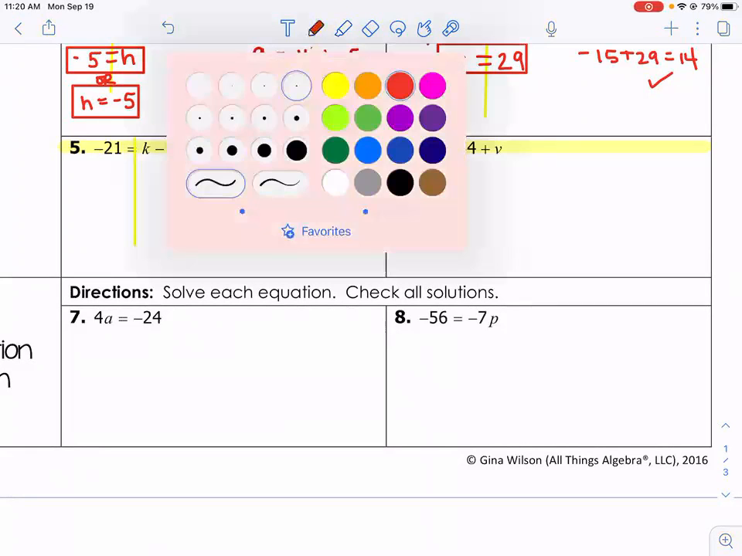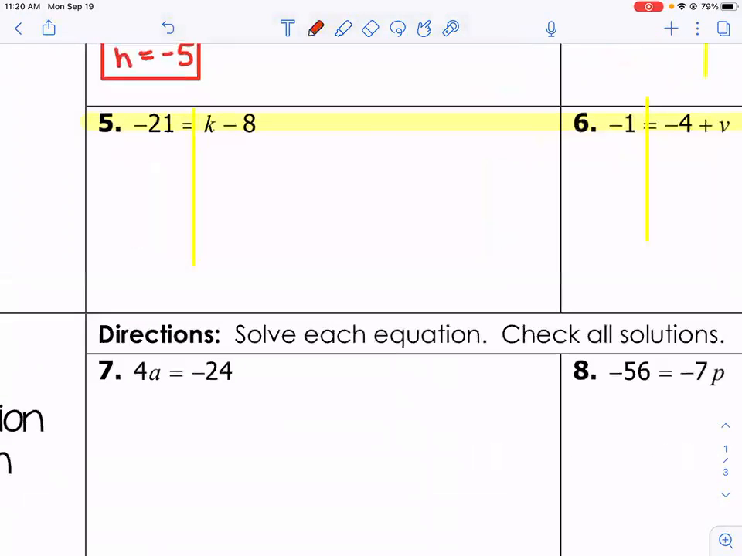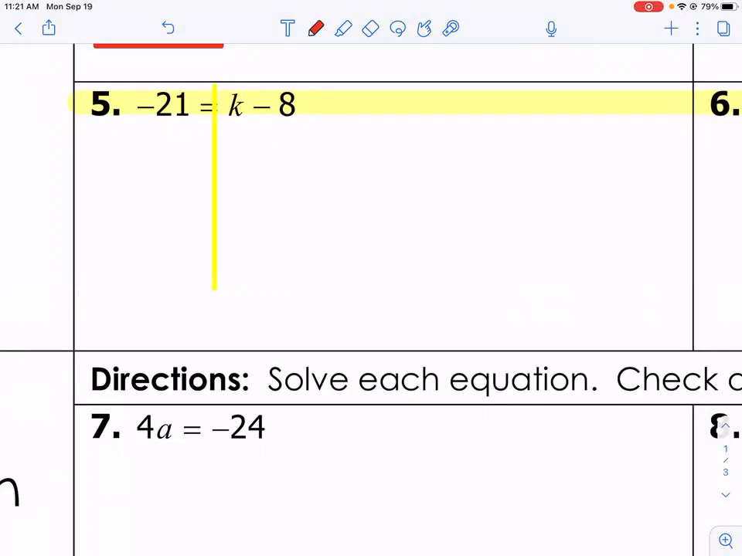All right, let's see. Brillia, what do we do to each side in number 5? Well, what number is with K, the 21 or the 8? Okay, we want K to be by itself. So since this is K and we're subtracting 8 from it, we need to add 8 to both sides so that the K is by itself. Okay, now negative 21 plus 8 is what?